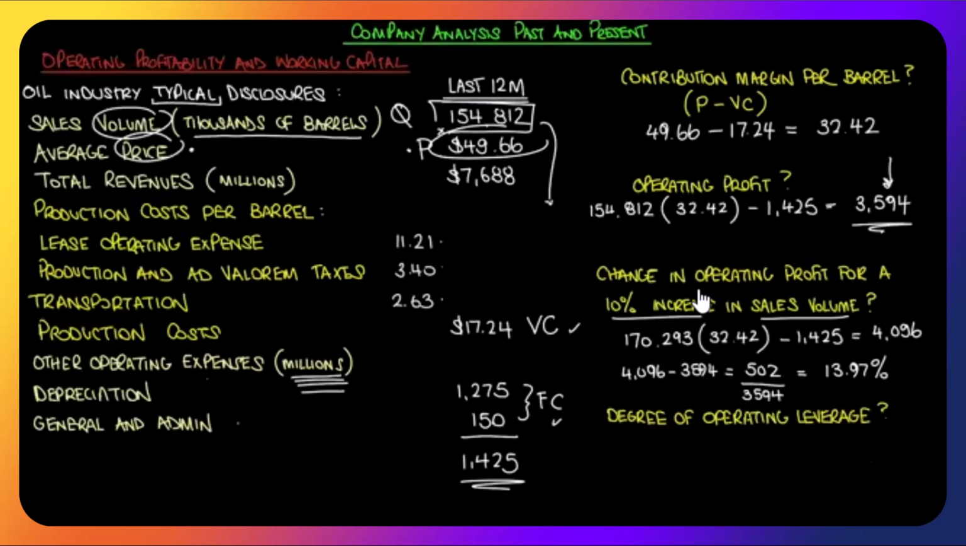What's my degree of operating leverage? Well, we defined it as the percentage change in operating profit divided by a percentage change in sales. I have a 13.97% change in operating profit given my 10% increase in sales. My degree of operating leverage is 1.397. That's one way to calculate it.